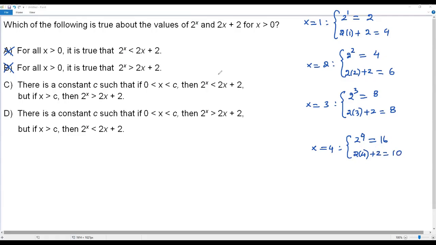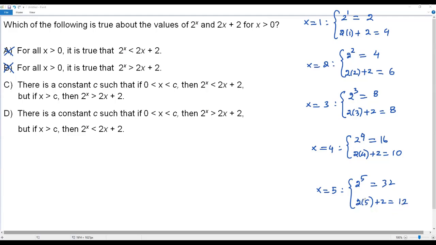At x = 4, the value given by this expression 2 to the x power is larger than the value given by the linear expression 2x + 2. Anyways, let me do it for one more value. Let me plug in x = 5, the next integer. Then we get 2 to the fifth power, which is equal to 32. Then 2 times 5 + 2: 2 times 5 is 10, 10 + 2 is 12.